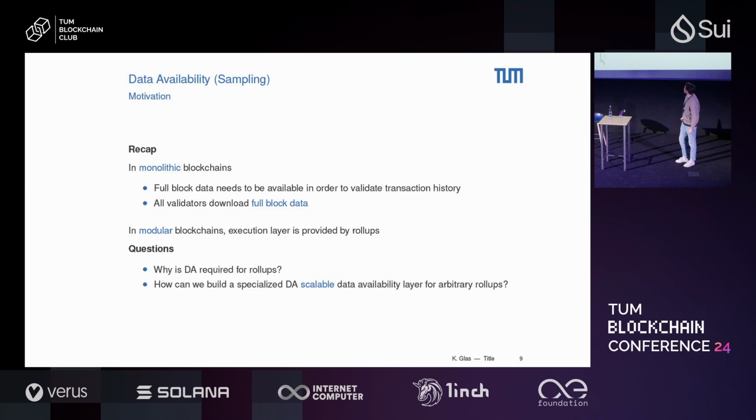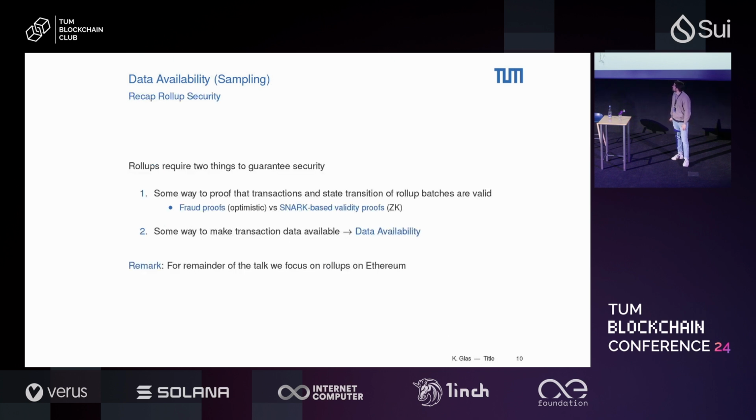In modular blockchains, the execution layer is usually provided by rollups, and the question is, why do we even need data availability for rollups? The second question is, how can we build a specialized data availability layer that is scalable, so that it scales beyond the capacities of one node? We don't want to download everything, we want to download only a small part of the data, but still be sure that the data is available in the network. That's what we're going to look at in the remainder of the talk.